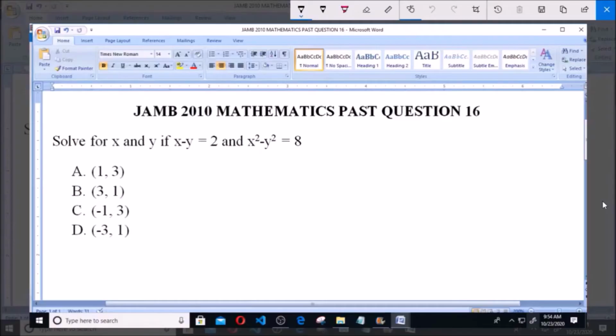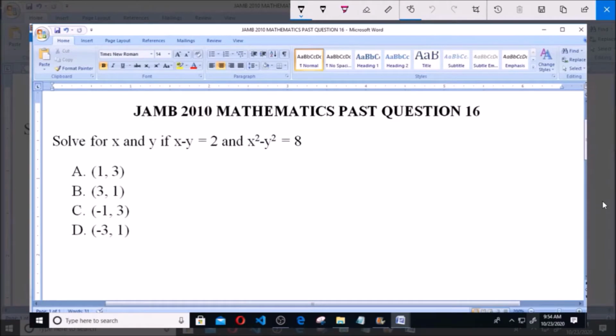And welcome. I will be answering JAMB 2010 Mathematics Past Question 16. So for x and y, if x minus y is equal to 2 and x squared minus y squared equals 8: A, 1, 3, that's x is 1, y is 3; B, 3, 1, that's x is 3, y is 1; C, minus 1, 3, meaning x is minus 1, y is 3; and D, minus 3, 1, meaning x is minus 3 and y is 1.